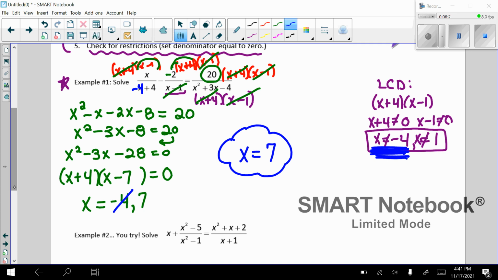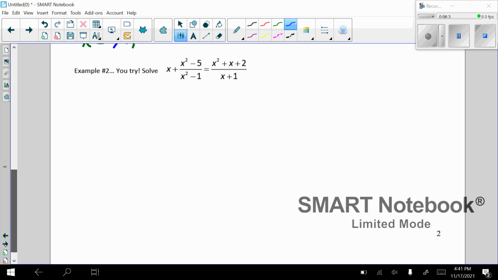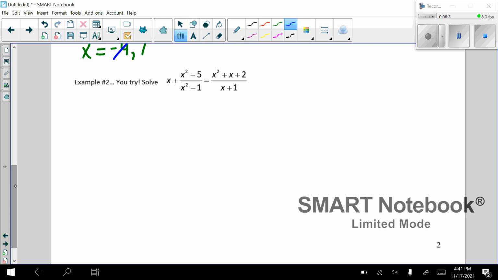Let's go ahead and do the next one. Okay, so the next one, what I want you to do is factor out every numerator and every denominator that you can. Remember, sometimes things can't be factored.